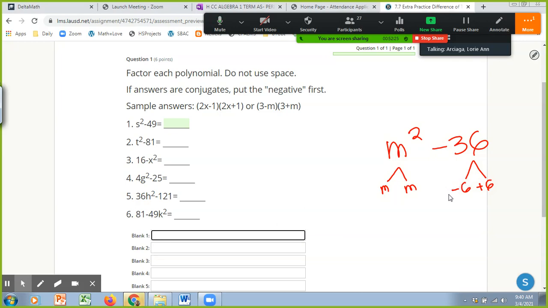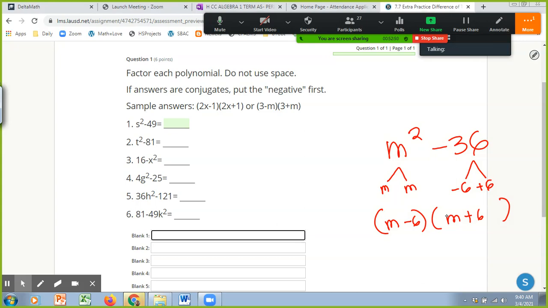Okay. Now when you write down the factors, they will appear as conjugates. I want the negative conjugate first. So it's going to be m minus 6 and then m plus 6, just so Schoology will mark your answer right. Did that help? Okay, thank you.